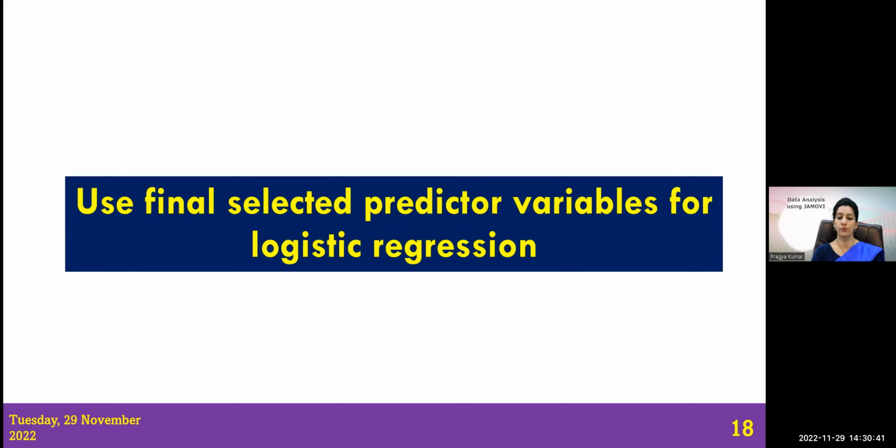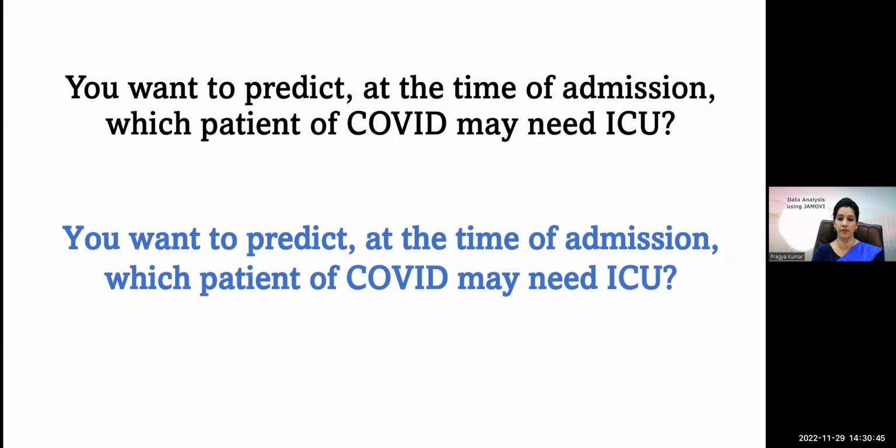So now what to do? Finally, we select some predictor variables for logistic regression, and we want to predict at the time of admission whether the person will need ICU or will not need ICU.